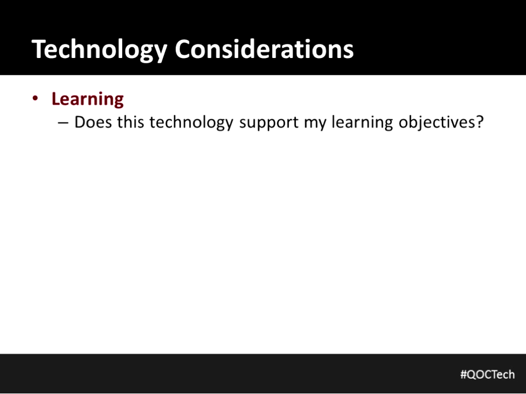Otherwise, it's often very easy to find really cool tools out there and then pick them because they're cool and exciting and not necessarily because they tie specifically to the learning objectives or to the purpose of the course. And that's the first way that we run into problems with technology: picking too many tools because they're cool and not because they actually solve a problem.